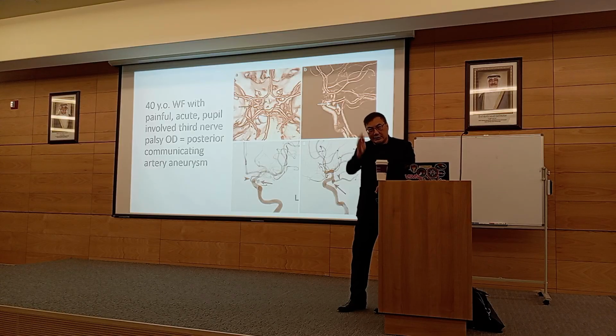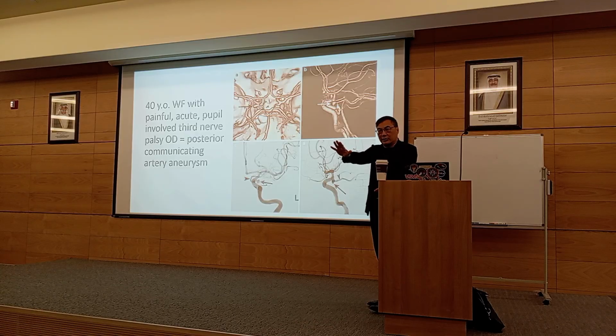Okay. So you need CT and MR for aneurysm. But really, third nerve palsy in general, doesn't matter what it's doing. Even though the rule of the pupil is still true. If it's pupil involved, that's the aneurysm. But if it's not pupil involved, it could still be the aneurysm.